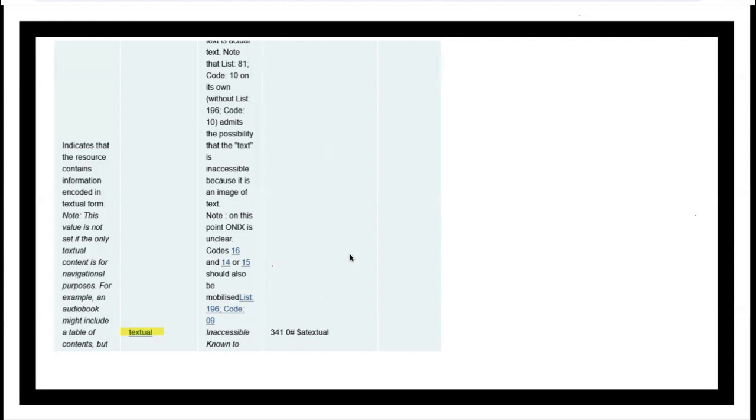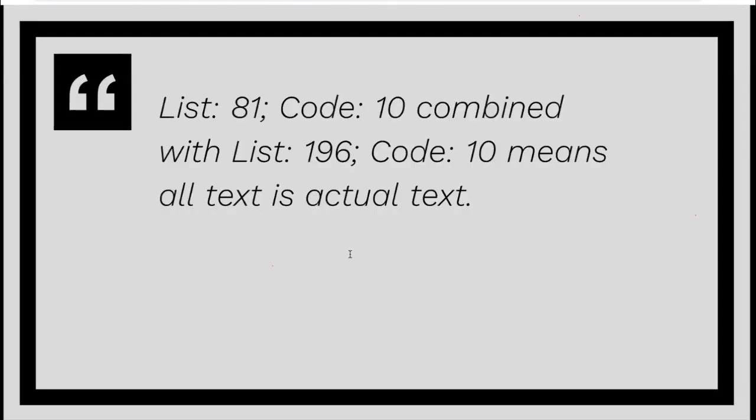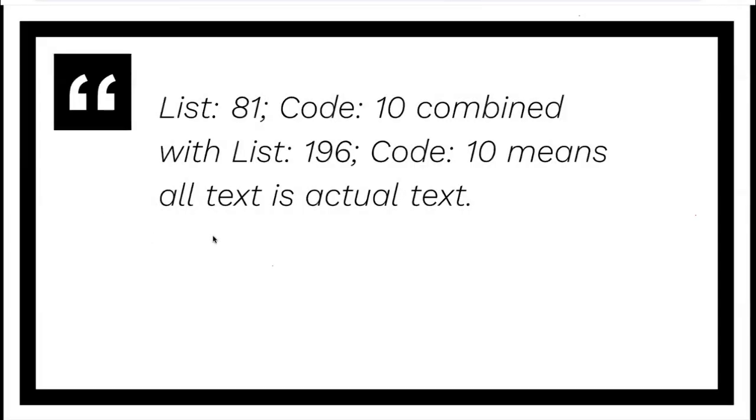So this is what I was saying about it not being one-to-one. But at the very top, which you can't even see here, it says list 81, code 10, combined with list 196, code 10, means that all text is actual text. So if you're working within ONIX and you assign code 10 from list 81 and code 10 from list 196, you are saying access mode textual, which is to say all of the text in this EPUB is actual text as opposed to an image of text, which means a screen reader can read it.